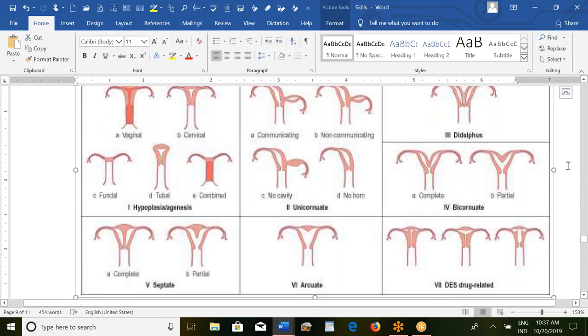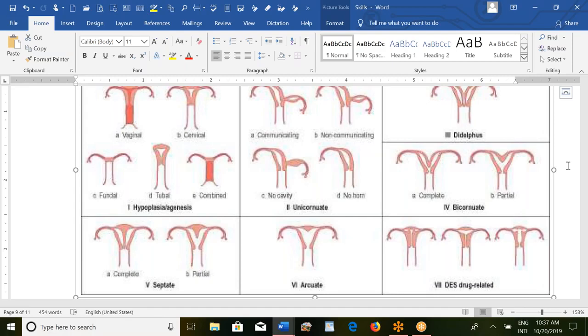Then the septate uterus, partial and complete. The subseptate uterus, again, the risk of miscarriages is high. Sorry, in the septate and the subseptate, complete and partial septum. In case of such a condition, according to the guidelines, I think we can go for septal resection if we identify this.